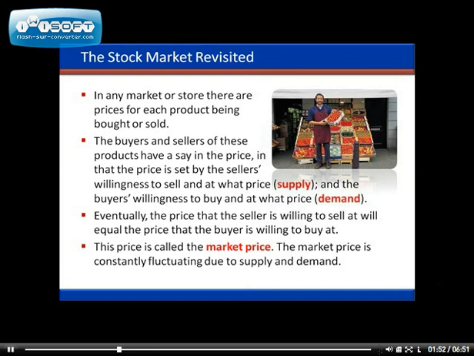Eventually, the price that the seller is willing to sell at will equal the price that the buyer is willing to buy at. And this price is what we would call the market price, or the techie term, the equilibrium price. So the market price is constantly fluctuating due to supply and demand. This will constantly be changing.